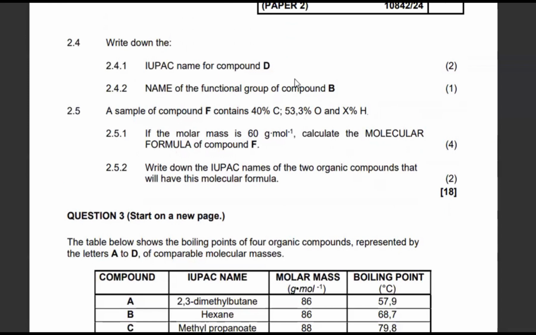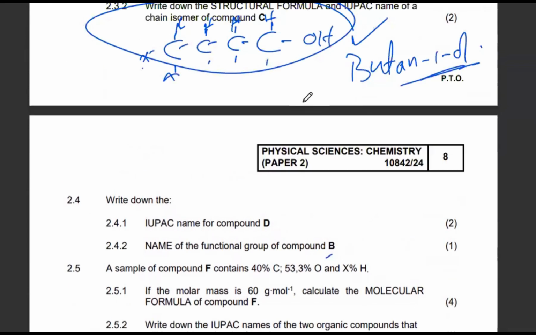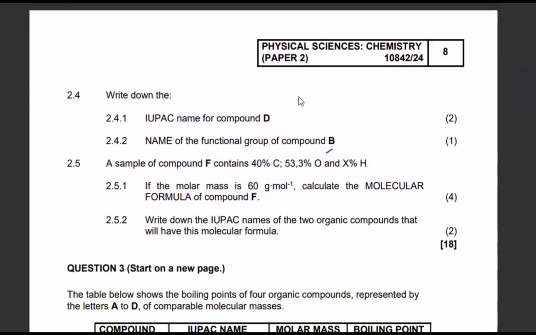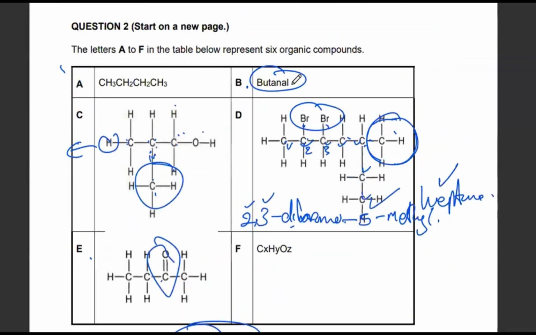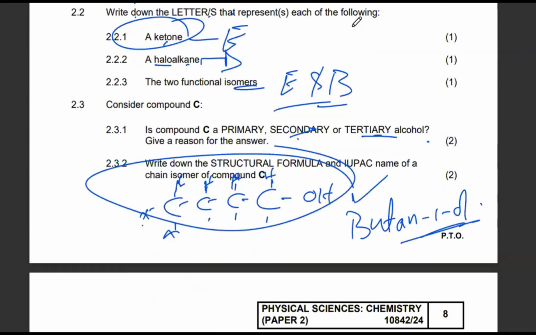The functional isomer of B. Name the functional group of B. Where is B? B is an aldehyde. So the aldehyde is the homologous series, and the functional group of aldehydes is called formyl. So B is basically a formyl group. Then we go to the next question.